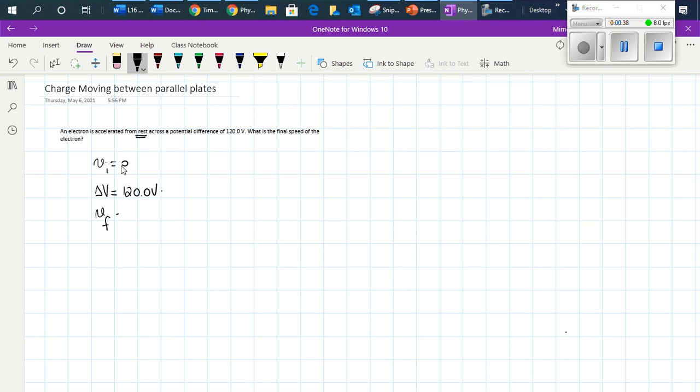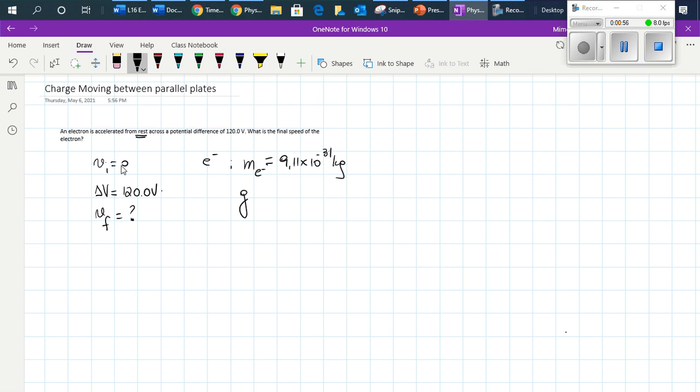And what we are doing is we are looking for the final speed of the electron. We are dealing with the electron, which means that the mass of the electron is 9.11 times 10 to the power of negative 31 kilogram. And the charge of the electron is negative, but as a magnitude it is one elementary charge, which is 1.60 times 10 to the power of negative 19.